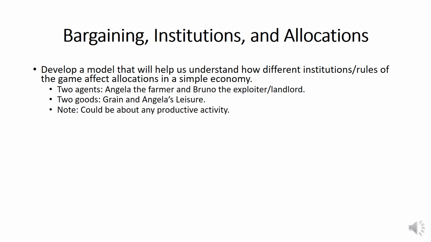So it's a simple model. It involves just two people, Angela the farmer and Bruno, who is an exploiter or a landlord. There are two goods, grain and Angela's leisure. And we should realize that this model, well, it's about agriculture here, could be about any kind of productive activity. It's very simple, but also meant to be quite general.